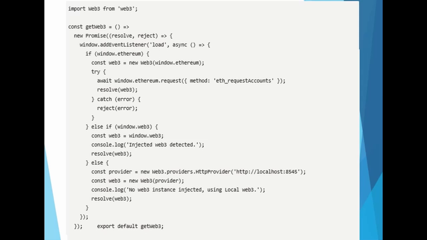Then the function attempts to request account access from the user. If the user grants access, the promise is resolved. If the user denies account access, the promise is rejected with the error. If modern DApp browsers are not found, it checks for older DApp browsers which use window.web3. If both do not exist, it falls back to the localhost. This is useful for development environments where a local Ethereum node is running.